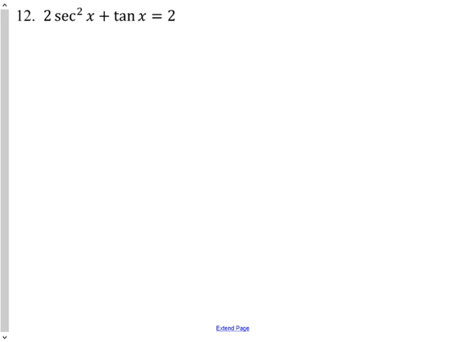Next, 2 secant squared of x plus tangent of x equals 2. Now, I believe I did switch the order here because the last one was a little bit of an oddball. So number 11 will be coming up in a second. But again, we've got a secant squared and tangent.